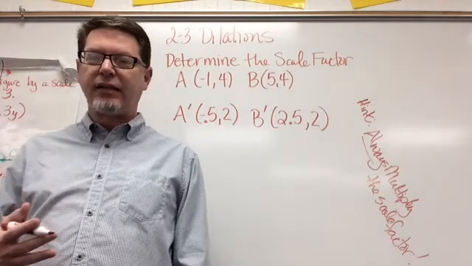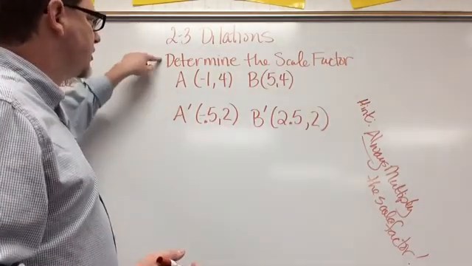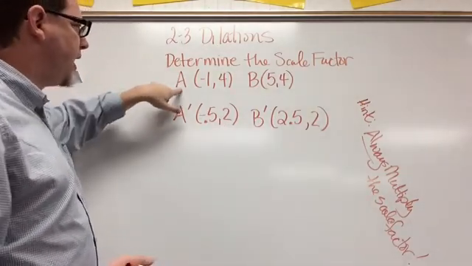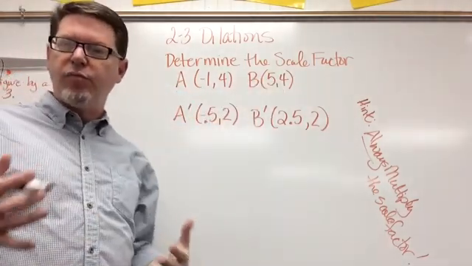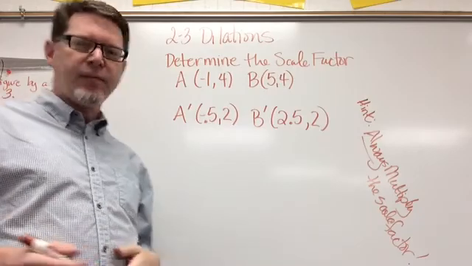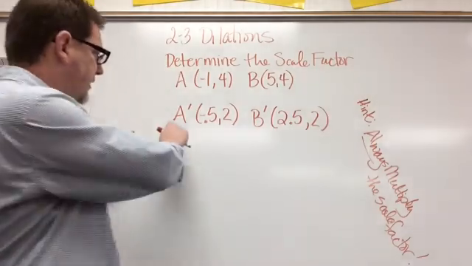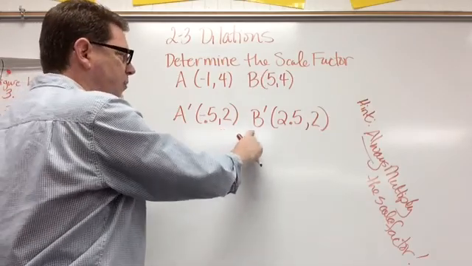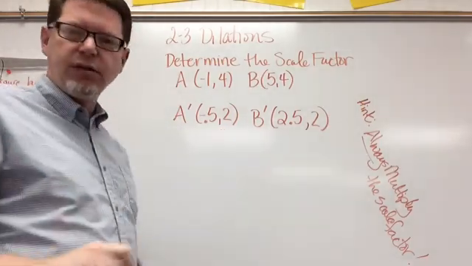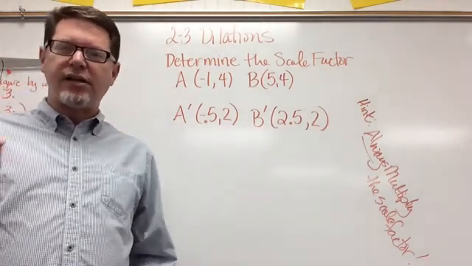For this next part, we're going to be given some information and we're going to have to determine what the scale factor is. Okay, so it says determine the scale factor, and A is -1, 4, and B is 5, 4. Those are 2 points that create like a line segment. And my new points, because it's A prime, is -0.5, 2, and B prime is 2.5, 2. And it's asking me to figure out the scale factor.